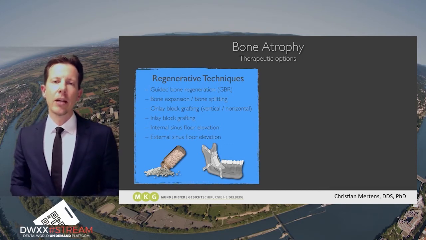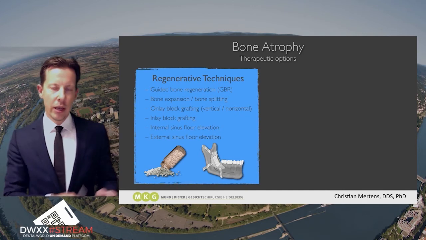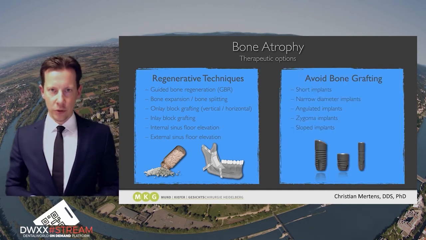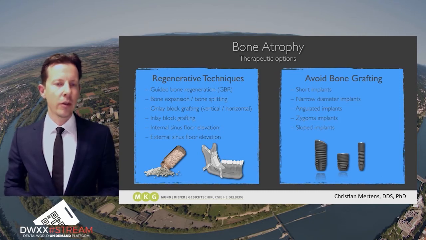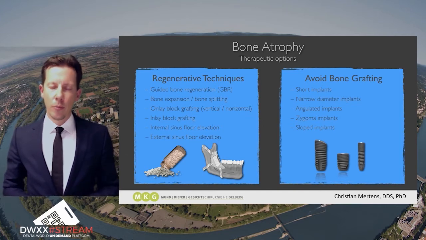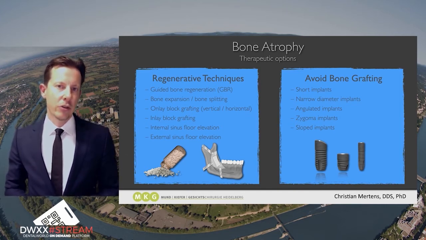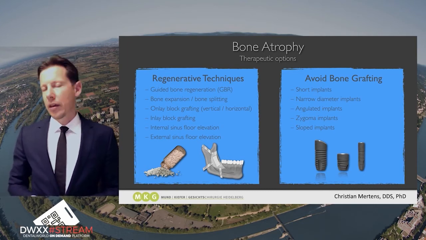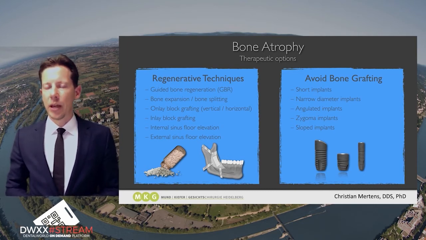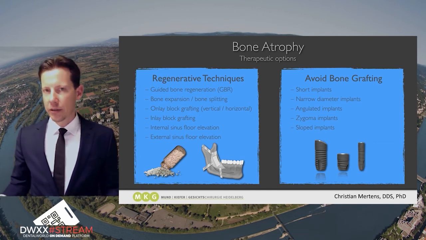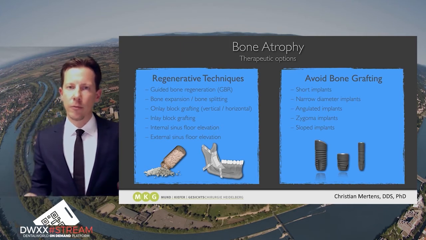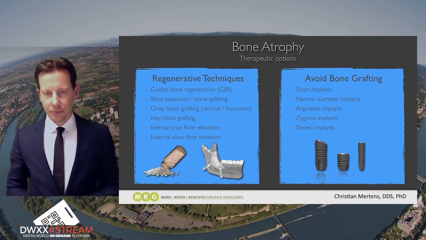On the one hand, we have the regenerative approach, and on the other side, we have the approach of avoiding bone grafting procedures. In the regenerative approach, we see quite common bone augmentation procedures such as GBR procedures and sinus lift surgery. On the other side, we see typical aspects such as short implants, narrow diameter implants, different options we have, and all-on-4 concepts that are available.